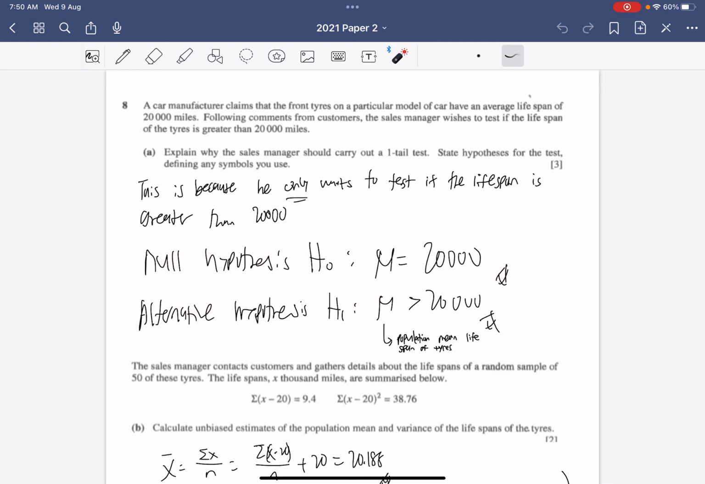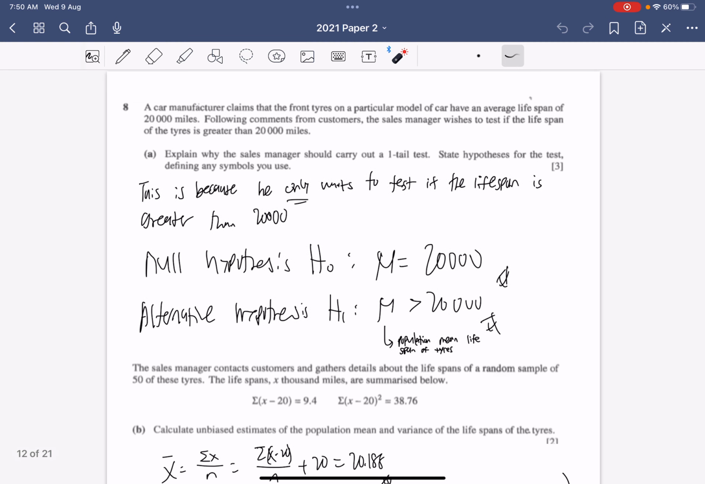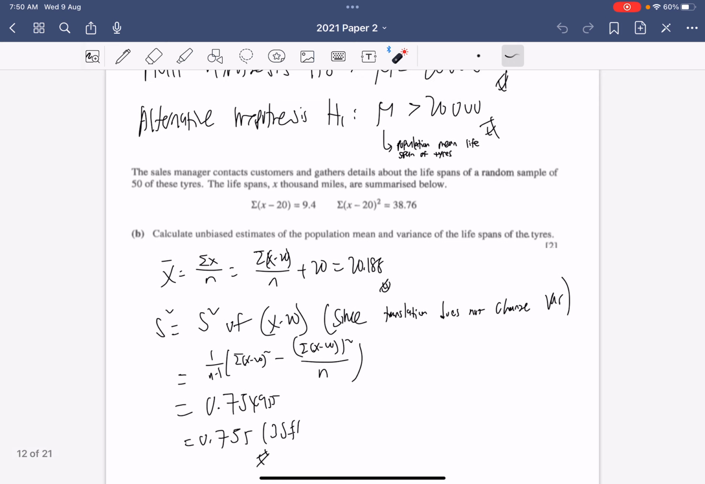One thing to remember, the quick way to remember, is that the null hypothesis is always an equality, and the alternative will always be an inequality. So the alternative hypothesis will be H1: mu larger than 20,000, and this mu represents the population mean. So what you're asking is whether the mean, which is the average, is 20,000 or not.